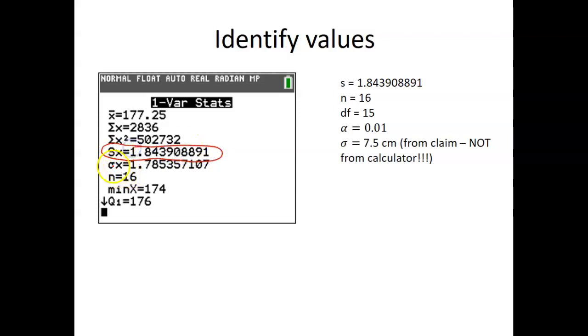You are not going to be using this value, so do not use that value. Okay. So we've got our s, our n, our degrees of freedom is 1 less than the sample size. Significance level was given, and the sigma that you want to use is the one from the claim, not the one listed here. So many times I've seen people write down this one here and use it in the problem, and you have to get this from your claim.